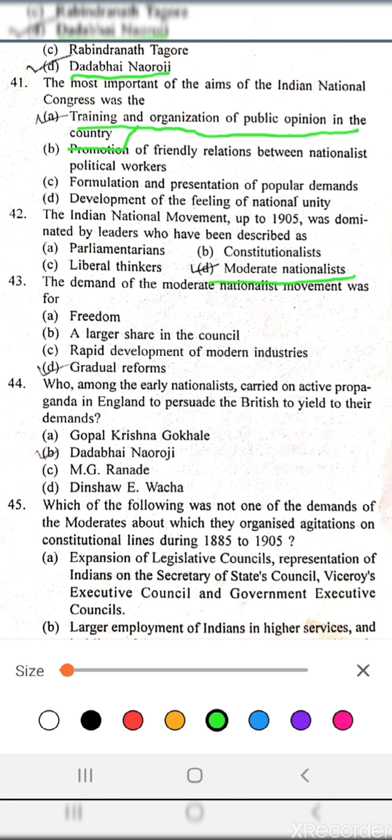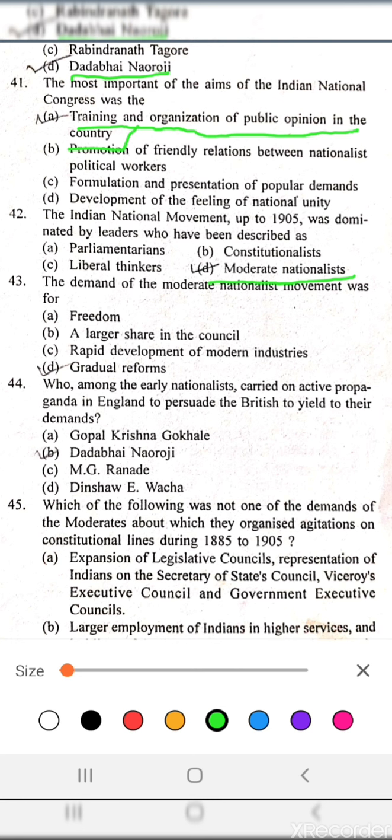The next question is, the demand of the moderate nationalist movement was for. We all know the moderates. What were their demands? They were not looking for Purna Swaraj or complete independence. They were ready to have Swaraj under the British crown. So the popular demand for freedom, no. It was not a large share in the council, but yes, they protested for Indianization of the council, for admitting Indians in the council. So that is partially true. Rapid development of modern industries was out of their reach, so no. And the last is gradual reforms. They were ready to accept dominion status under the British crown. They were ready to have Swaraj, and that too under the British crown. So gradual reforms was the demand of the moderate nationalists.